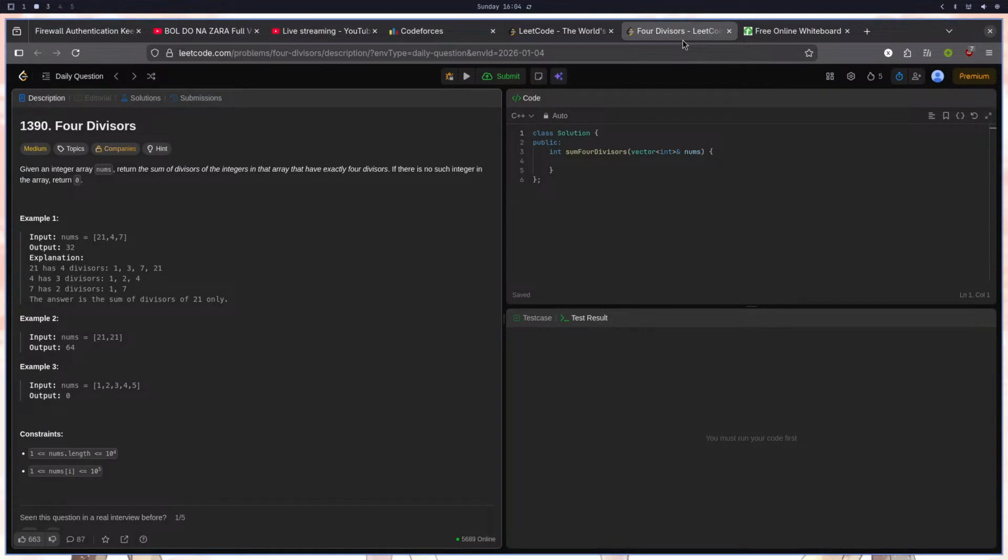4 devices. Given an array nums, return the sum of divisors of integers in that array that have exactly 4 divisors. If there is no such integer in the array, return 0.